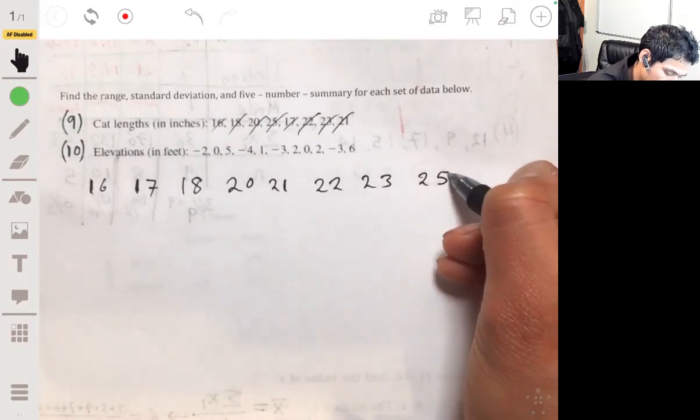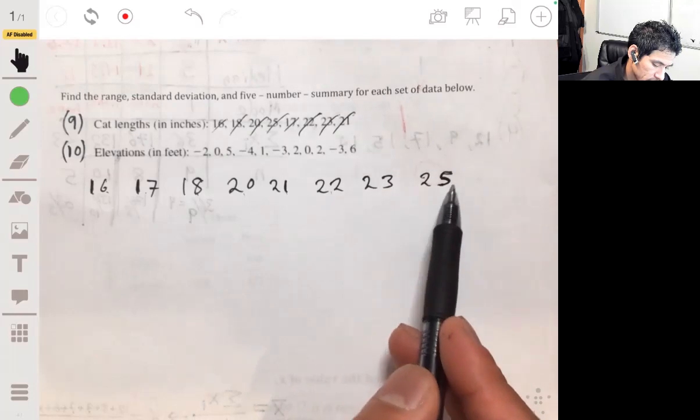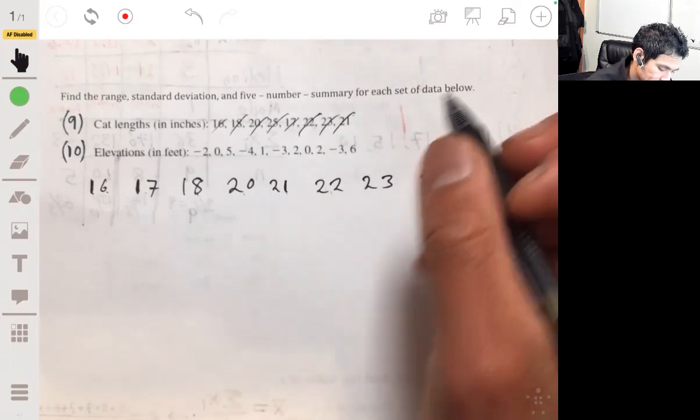25. And we have 1, 2, 3, 4, 5, 6, 7, 8. So n is 8.